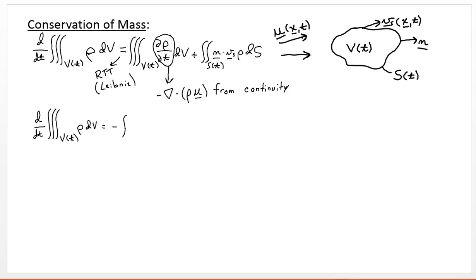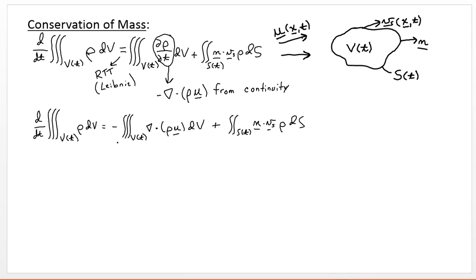minus the volume integral of the divergence of rho u, we made that substitution from the continuity equation, plus the term due to the surface motion, n dot Vs rho dS.